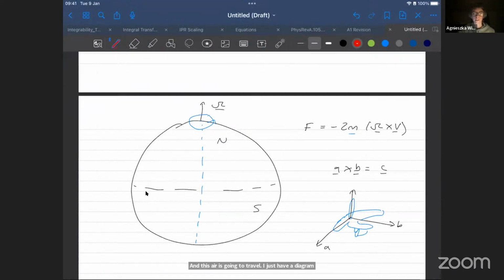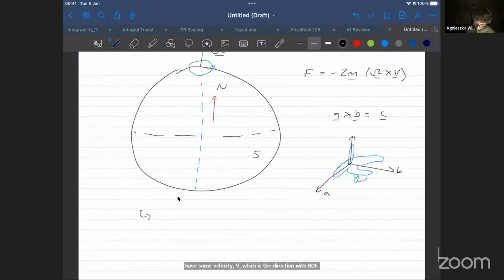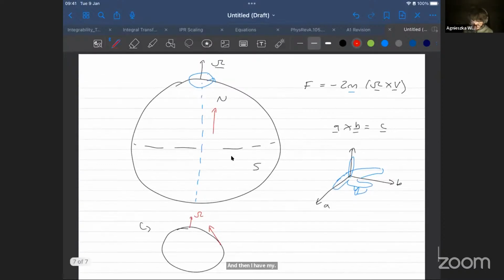Okay, nice. So if I draw my core setup, I'm going to have some velocity v, which is the direction with which the air travels. So if I just draw a bit of a side view here to make it obvious, this is the Earth, and this is my velocity v of the hurricane going upwards, because it's going along the Earth, because it can't really leave the Earth, you can't go off to space. And then I have my angular velocity omega right here.